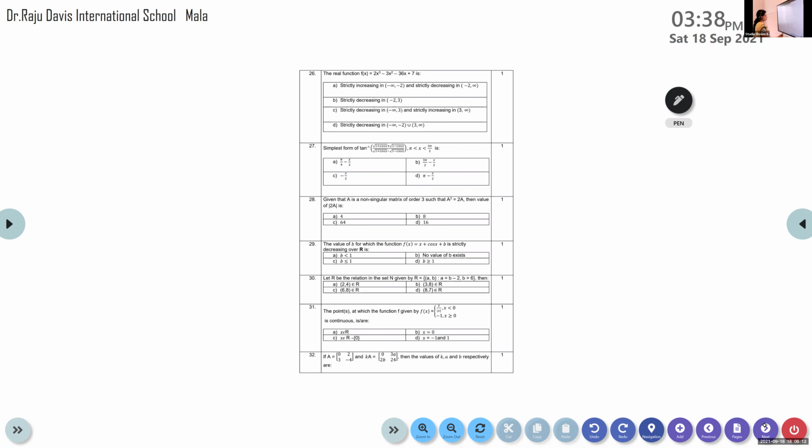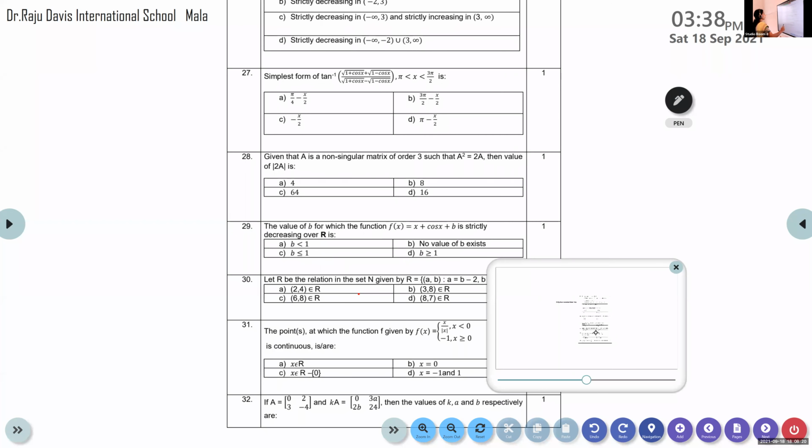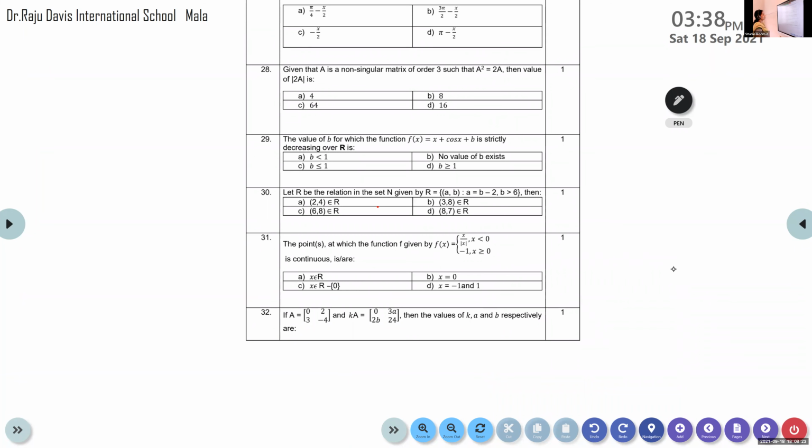Then take the 30th question. Let R be the relation in the set N given by R is equal to the set of all ordered pairs (a, b). This is a textbook question. In your textbook, learn all the MCQs thoroughly, including the miscellaneous exercise and all. R is the set of all ordered pairs (a, b), where a is equal to b minus 2 with b greater than 6. Then, what is the option?